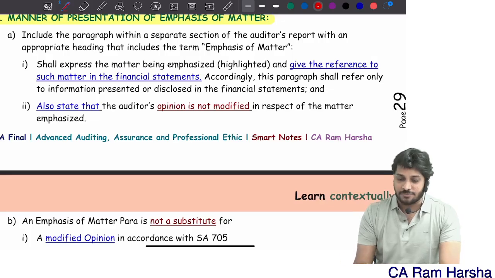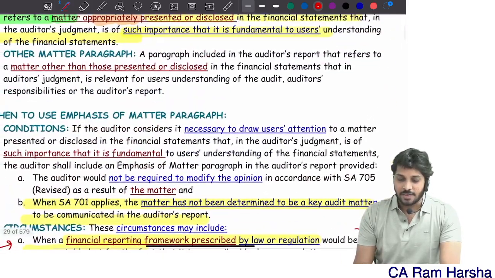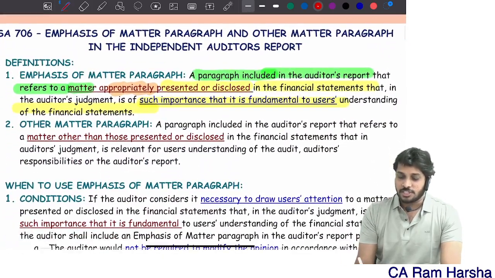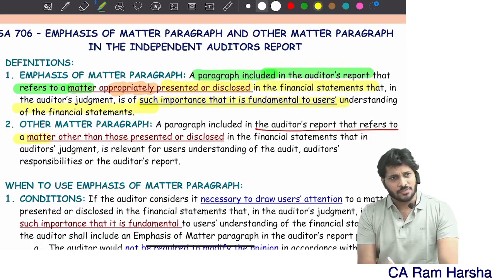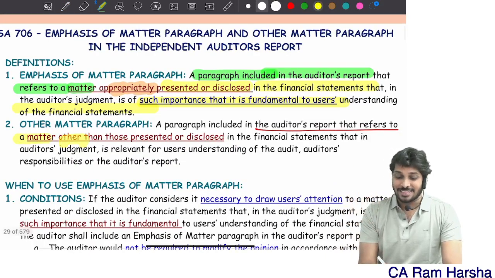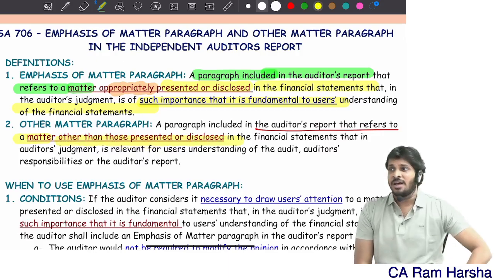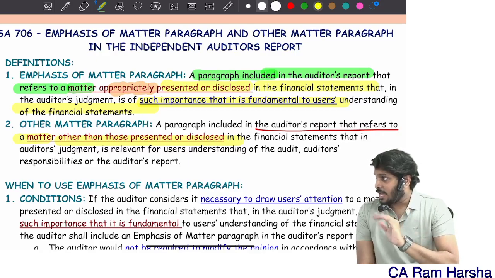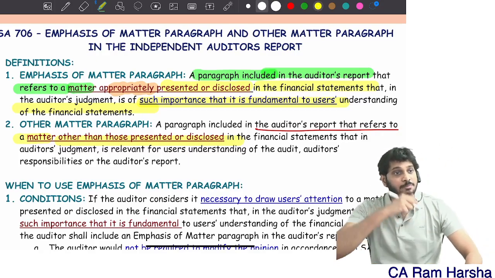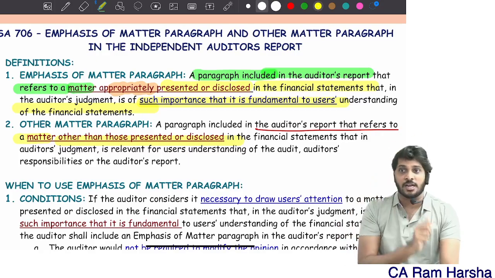Look at the definition first. Other matter paragraph is a paragraph included in the audit report that refers to a matter other than those presented or disclosed in the financials. Why? If it is presented or disclosed in financials, emphasis of matter is there, isn't it?